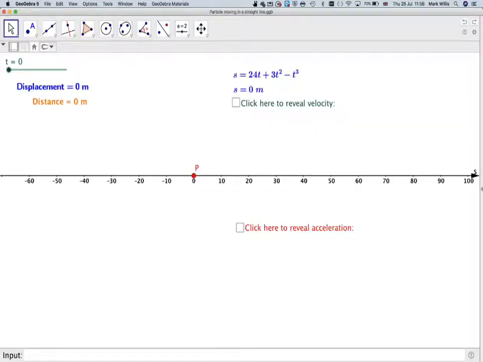Here we have our particle at the origin. We know that s = 24t + 3t² − t³. s at the moment is 0. If we click here, we can get velocity, so we differentiate that and we get velocity. And if we click here, we get the acceleration. Like I said, this app I will put in the notes of the video.